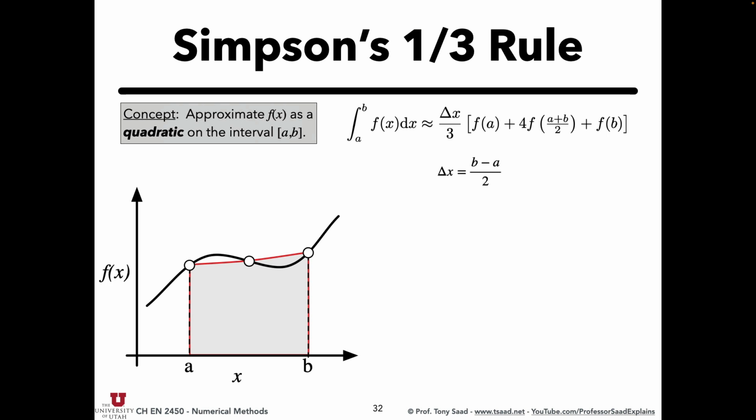Delta x is the spacing between the points. So if this is the interval b minus a, we picked a point in the middle, like the midpoint, right? So that's delta x over 2 and delta x over 2, okay? So b minus a over 2, that's what delta x is. So delta x is the distance between these 2 points here, equally spaced, right? And then you multiply that by f of a, and 4 times f of a plus b over 2. Just the fact that there's f of a plus b over 2 rules it out for discrete data, okay? But it's a way more accurate method than the trapezoidal rule, okay?